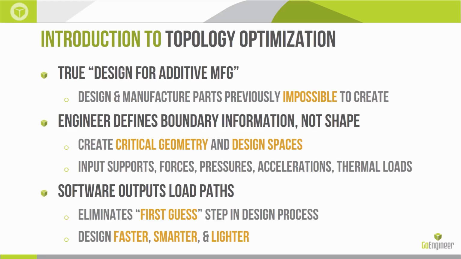Input your supports, your pressures, your forces, your thermal loads, your accelerations, etc., and let the software determine the load paths. This is going to give you the basic shape of your part in an optimized fashion. This means you're going to design faster and smarter and lighter. You're going to be able to create parts that have the same factor of safety but are lighter, or you're going to be able to create parts that have the same strength that are lighter.